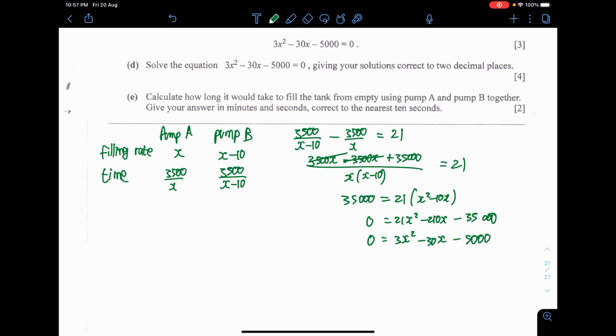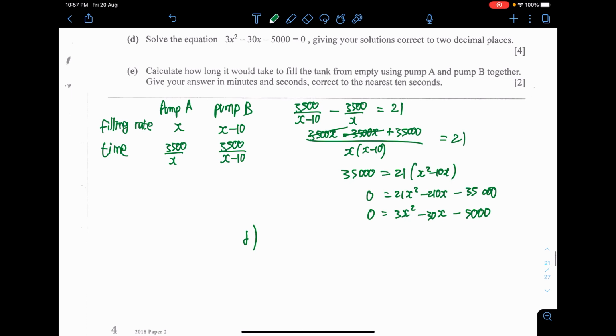Okay, next is part D. Solve the equation. Don't use calculator. Okay, you need to show your working. Remember, they give you 4 marks, not because you can use calculator here. I mean, you might want to scavenge some marks. Show some working, so that they can give you the marks that you really sought for.